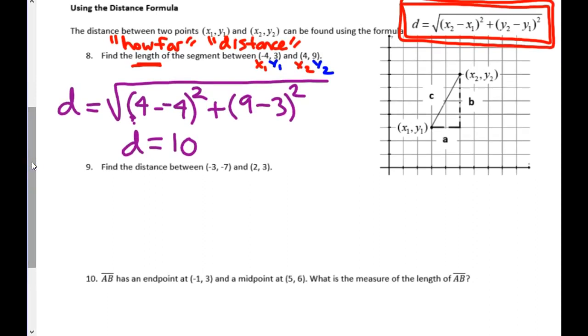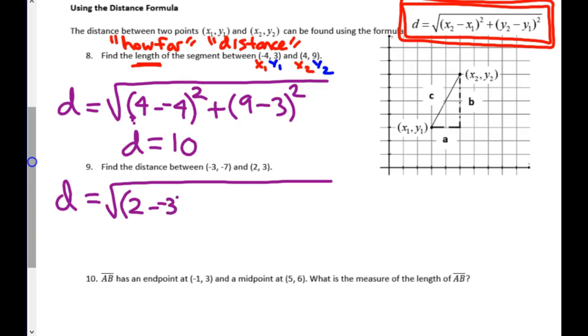Let's try to write down the next one, number 9. So on our equation, we're going to write what first? Distance equals, okay, big square root. First thing we always put is parentheses. What am I going to write here? 2 minus negative 3. Okay? Parentheses. And then what do we have to put after the parentheses? Squared.